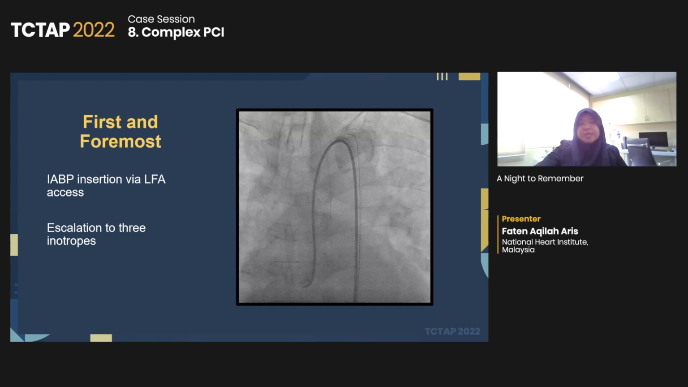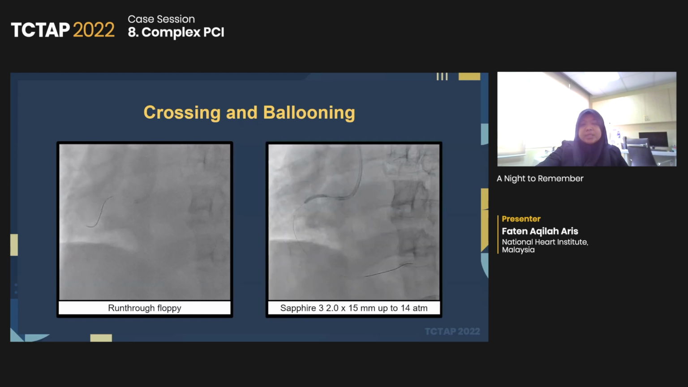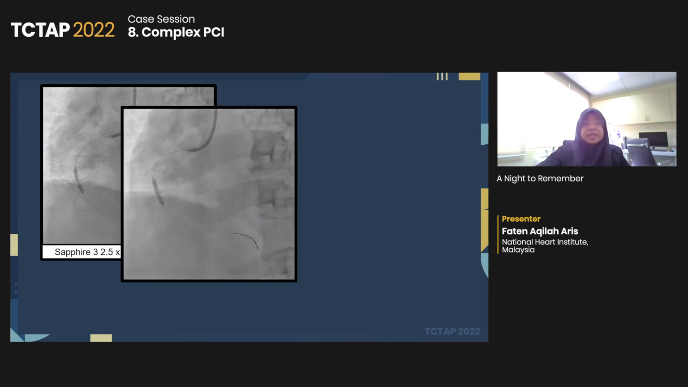First and foremost, because the patient is also in cardiogenic shock, we inserted an intra-aortic balloon pump via the left femoral artery access. While we were stabilizing the patient, who actually needed triple inotropic support, we were able to cross the right coronary artery quite smoothly with only a soft wire, Runthrough Floppy. We started to pre-dilate with a 2.0/15 balloon. This is just a series of pre-dilatation from the distal to proximal of the RCA using a 2.5/15 balloon.